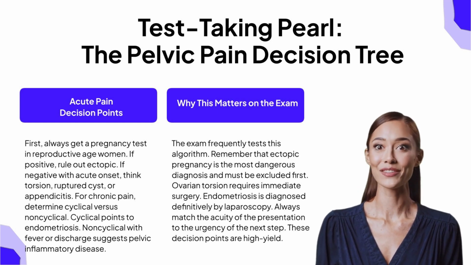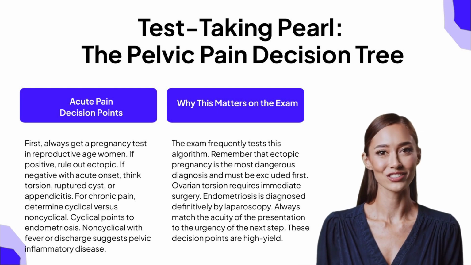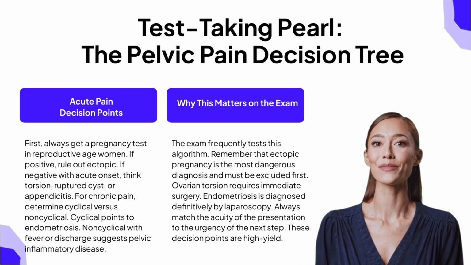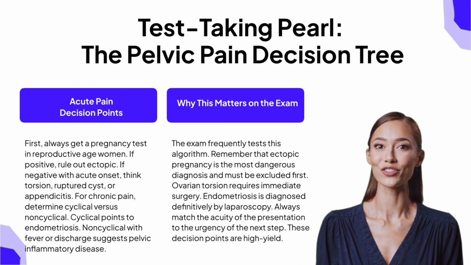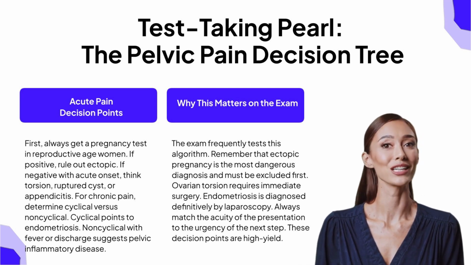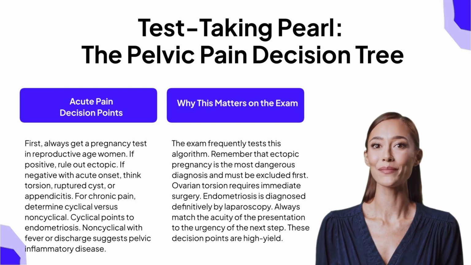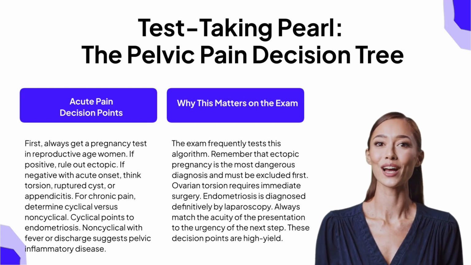Why does this matter on the exam? The exam frequently tests this decision algorithm. Remember that ectopic pregnancy is the most dangerous diagnosis and must be excluded first. Ovarian torsion requires immediate surgery. Endometriosis is diagnosed definitively by laparoscopy. Always match the acuity of the presentation to the urgency of the next step. These decision points are extremely high yield.